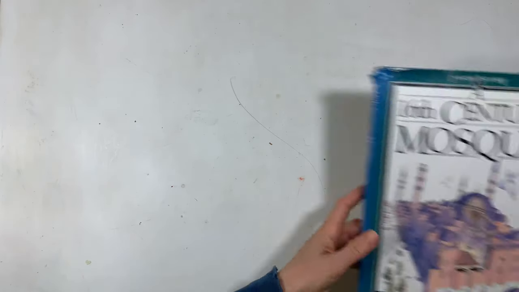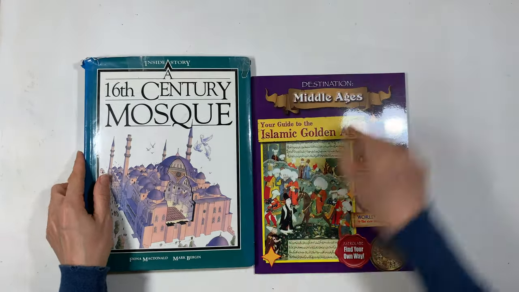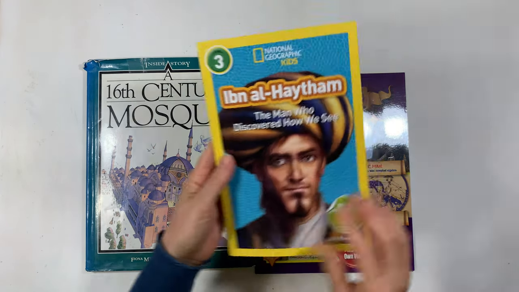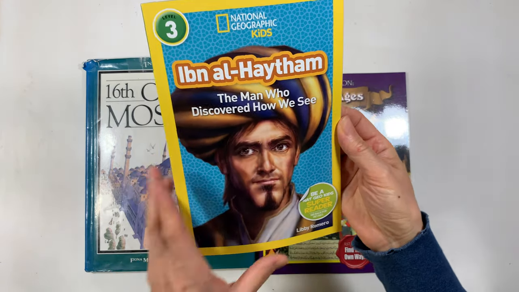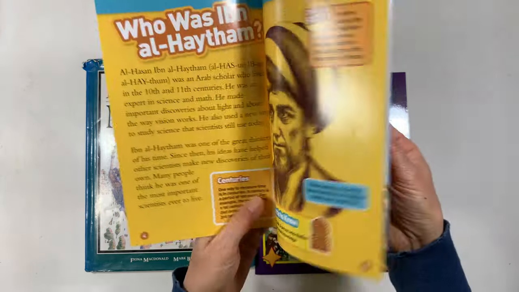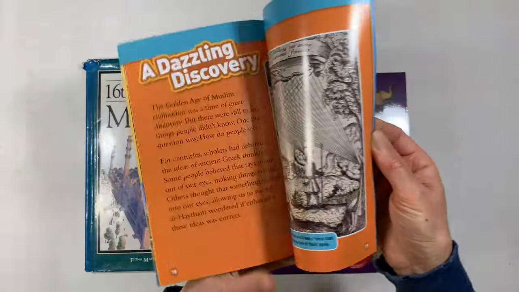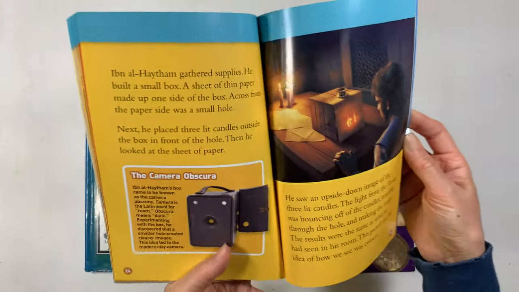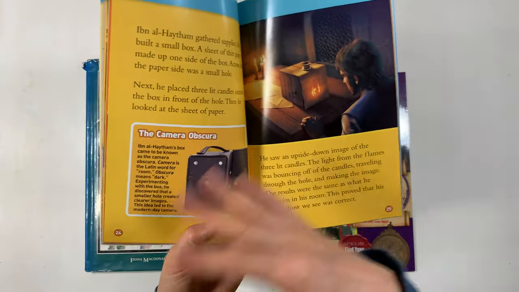Let me share with you these last three books over here, and then I have a few more resources that I want to share with you. Ibn Haytham, this is by National Geographic Kids, The Man Who Discovered How We See. I really, really like this book. It is super simple, easy to read, nicely illustrated, great photographs.